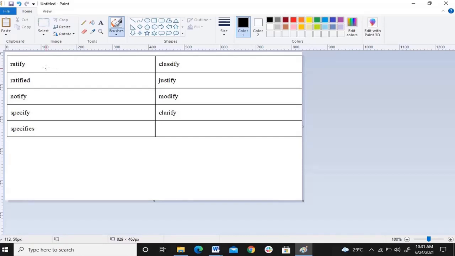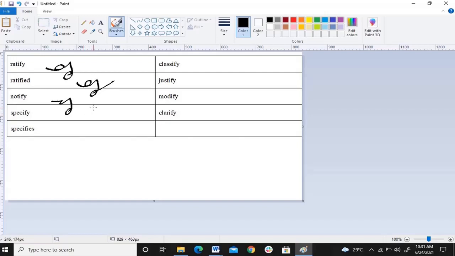So, ang ilalagay lang natin dito is the rat, and then yung ating fi. So, ganyan lang yung stroke. Next, ratified, the same. Lalagyan na lang ng letter D. So, we have rat, fied, and then yung ating D. Next, notify. To notify. Okay? So, notify. Next, specify.